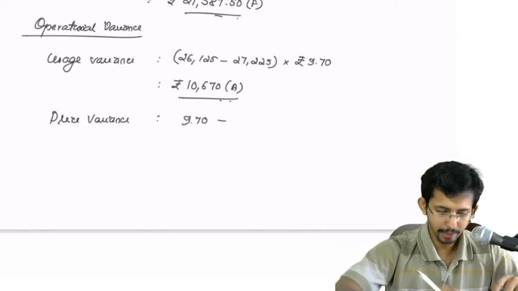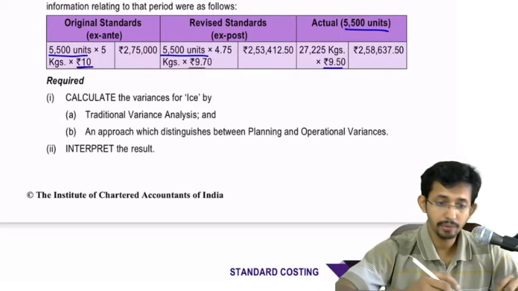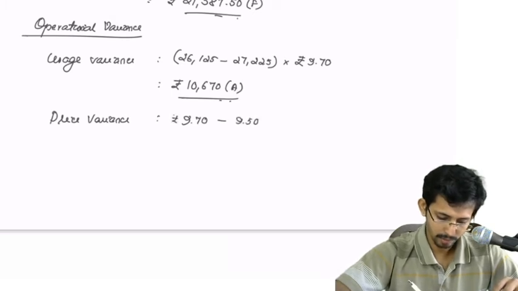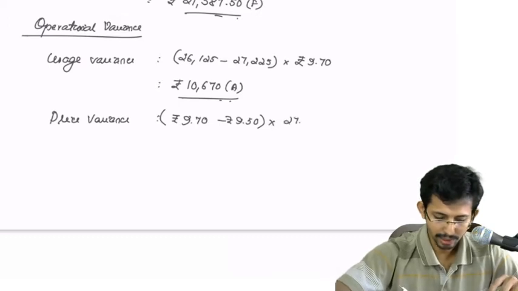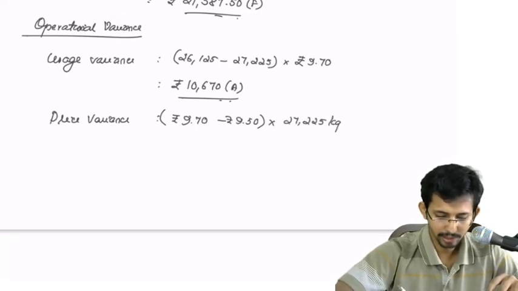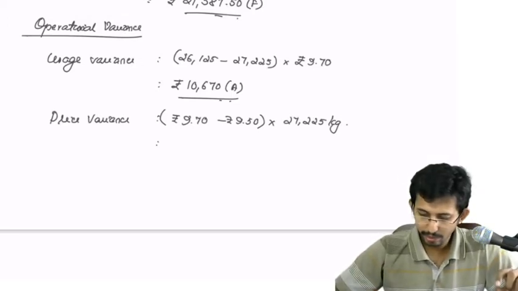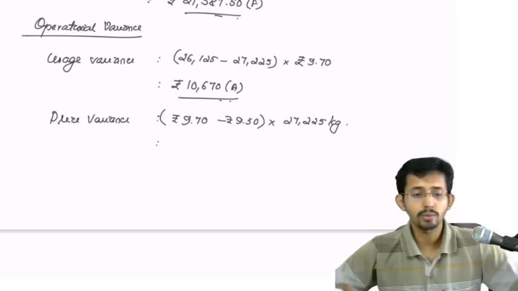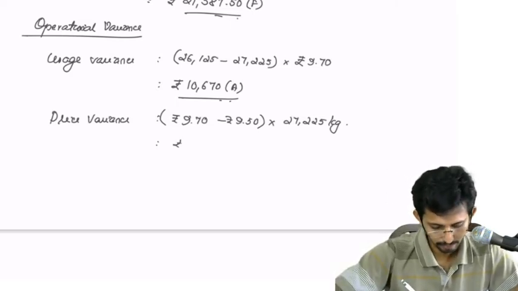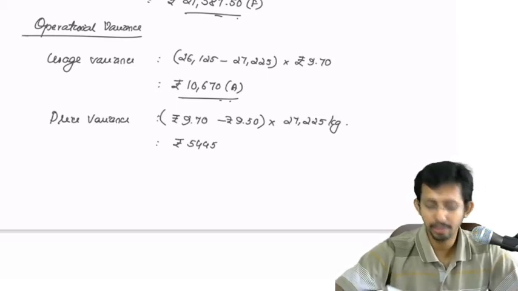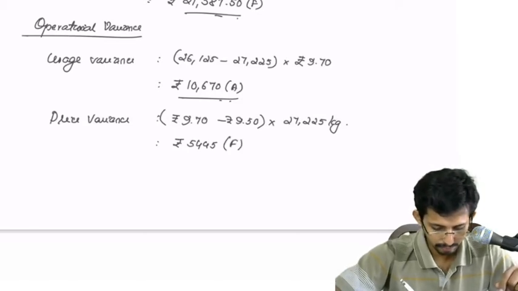9.70 was the standard rate and the actual rate was how much? 9.50. This is rupees, this is rupees. On actual quantity was 27,225 kg. That will give you 0.2 into 27,225, 5,445. The price reduced from 9.70 standard rate to actual rate of only 9.50. So it is favorable.